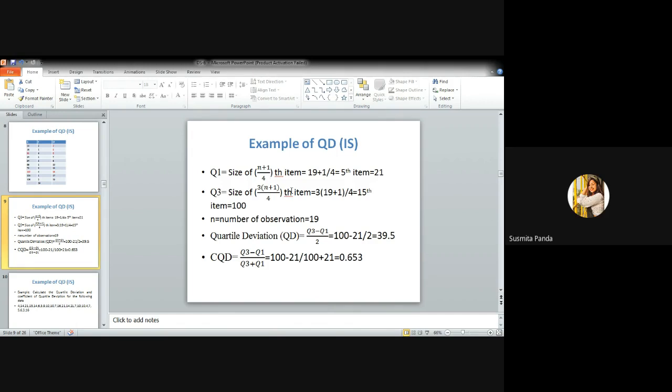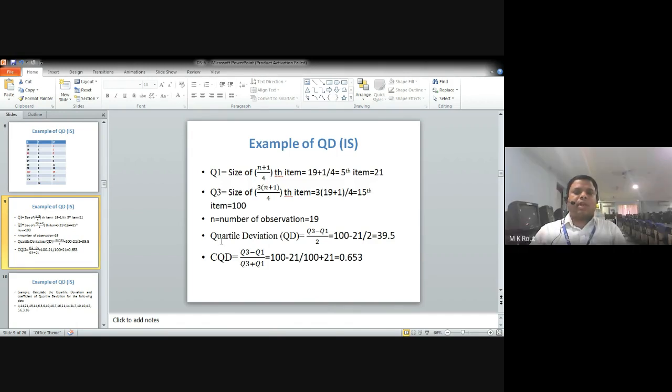Okay, then after that you proceed for calculating the quartile deviation. The formula is Q3 minus Q1 divided by 2. That means 100 minus 21 divided by 2, that equals 39.5. And in case of coefficient of quartile deviation, CQD stands for coefficient of quartile deviation, that equals Q3 minus Q1 divided by Q3 plus Q1. So if you calculate 100 minus 21 divided by 100 plus 21, that equals 0.653. That is your answer. Is it clear to all?